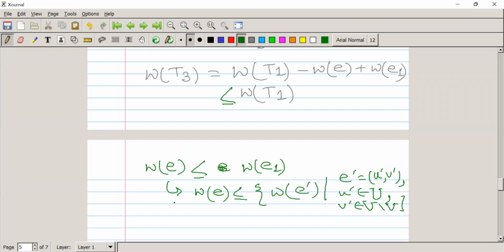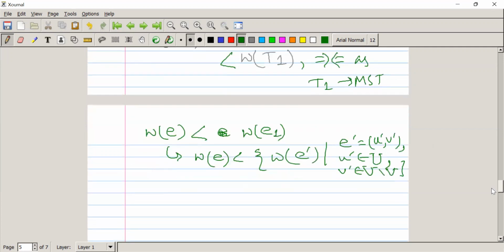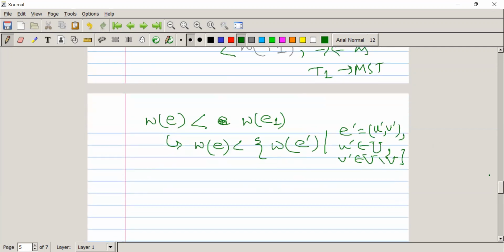If we take the weights to be all distinct, this is a strict inequality, and hence T3 has weight strictly less than T1. This is a contradiction, as T1 was the minimum spanning tree. Is it clear? Yes, ma'am. Everybody?